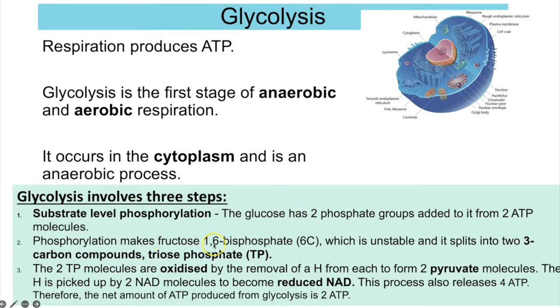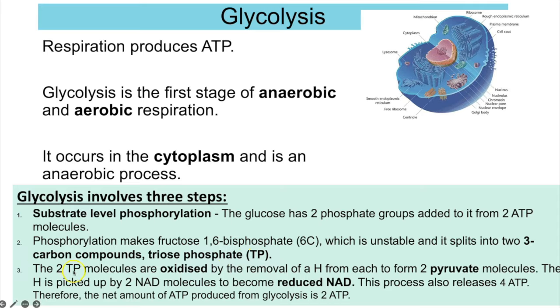Once you've added those 2 phosphate groups to glucose, it creates fructose 1,6-bisphosphate, which is a 6-carbon compound still, like glucose. But because it's gained that energy from the bonding of those 2 phosphate groups, it makes it unstable, and therefore it splits immediately into 2 3-carbon compounds known as triphosphate or TP.